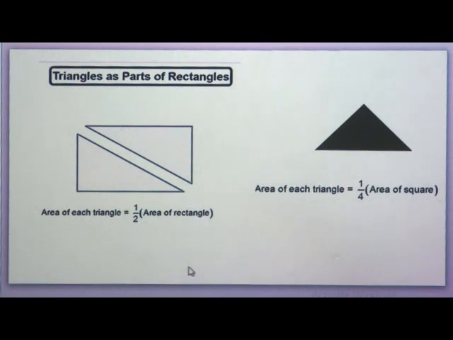So, we can find out the area of a triangle. Now, you are seeing one more triangle here. The area of each triangle is equal to 1/4 the area of a square. What you might be thinking? Yes, this is a triangle which is one of the parts of a square.